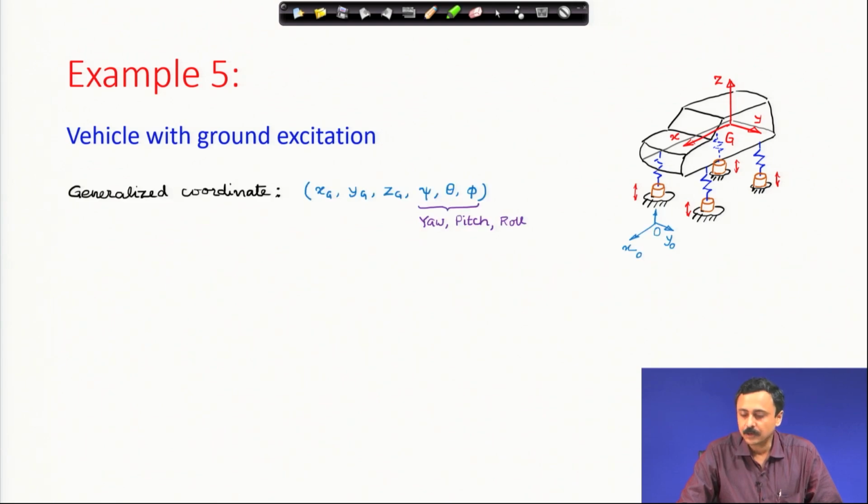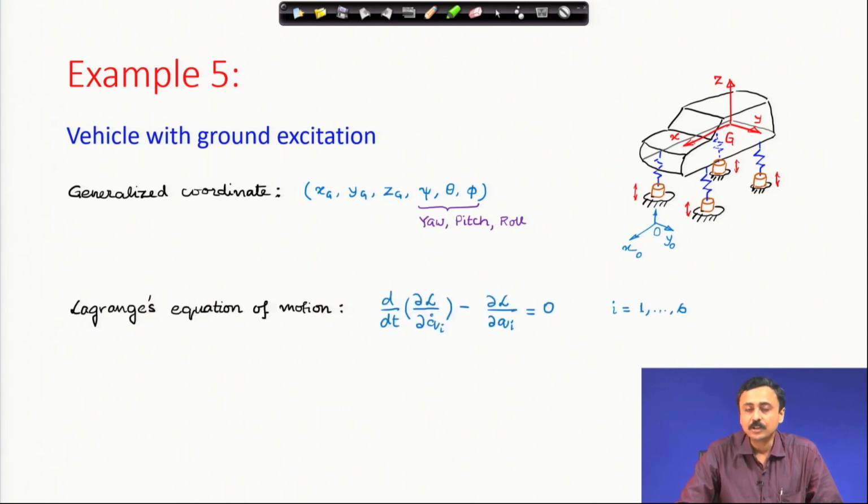The generalized coordinates for this system can be taken as x g, y g, z g, and psi, theta, phi, where g is the center of mass of this automobile. Therefore, we have the coordinates of the center of mass and the orientation in terms of yaw, pitch and roll. You will notice that I have a coordinate system x, y, z fixed at g, and we are going to express the orientation in this body fixed frame, so as to make the moment of inertia tensor a constant.